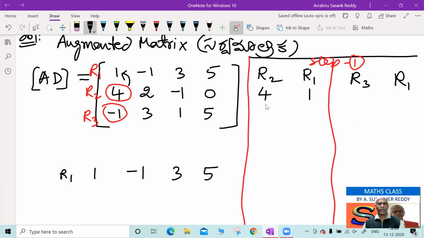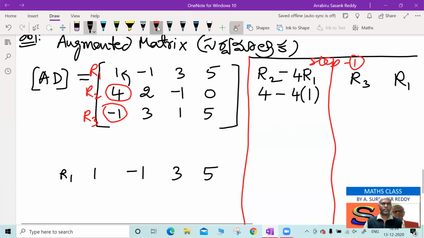So 4, 1. Take the two elements, R2 element and R1 element. First make them equal. By multiplying 1 with 4, both elements become equal, 4 and 4. So we are multiplying R1 into 4, and if you subtract, they become 0. So this is the formula, R2 minus 4R1. By applying this transformation, the 4 becomes 0. So this is the suitable formula.